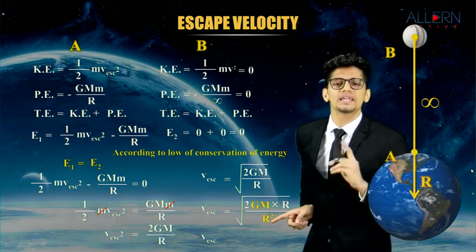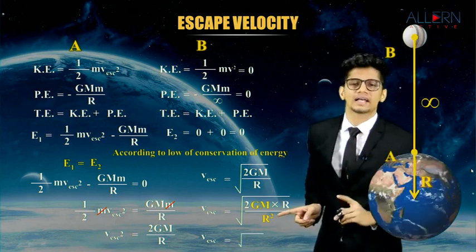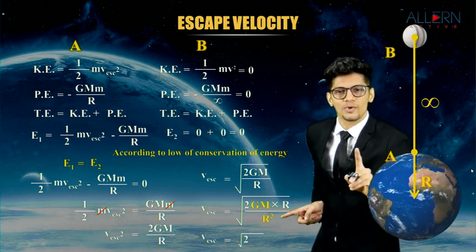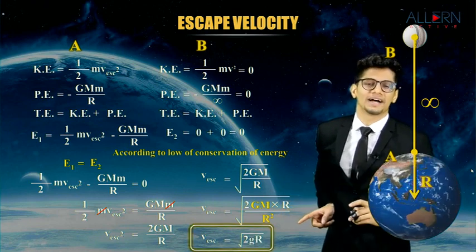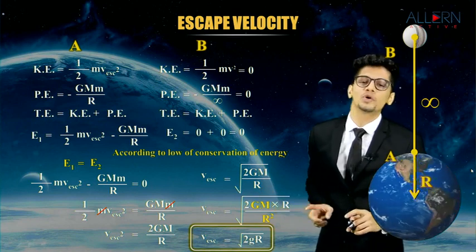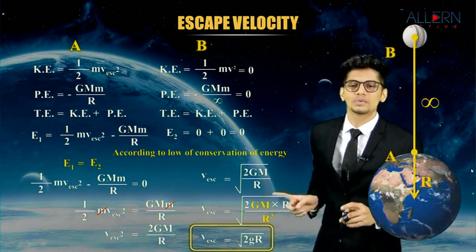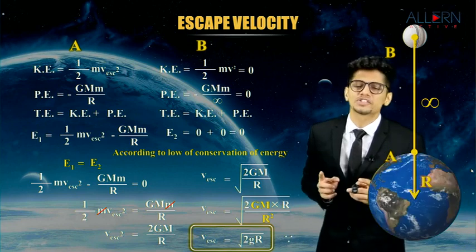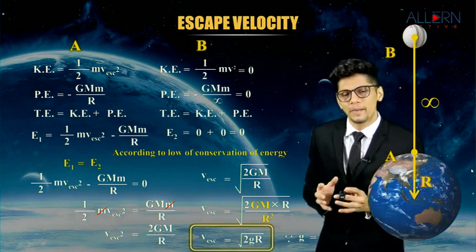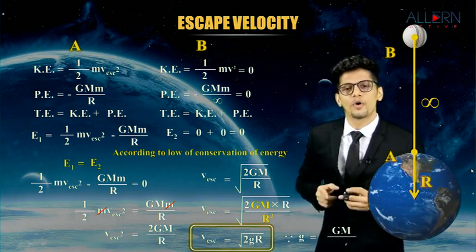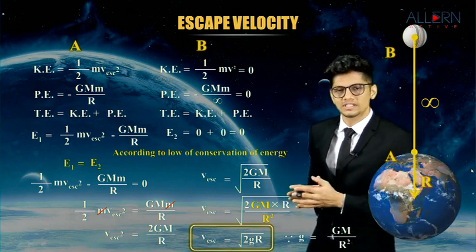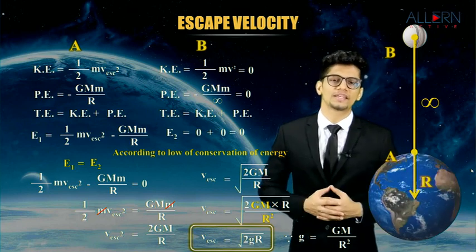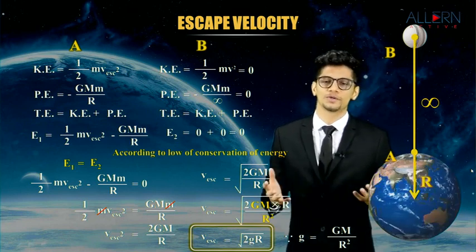So how do we change this formula? Under root remains as it is, 2 remains as it is, GM upon r square becomes small g, and r remains r. So this is the formula that we obtain, that is escape velocity is equal to under root of 2gR, and the reason is that small g is equal to capital G capital M upon capital R square. So this was the concept of escape velocity, and this is the formula of escape velocity, which is equal to under root 2gR.